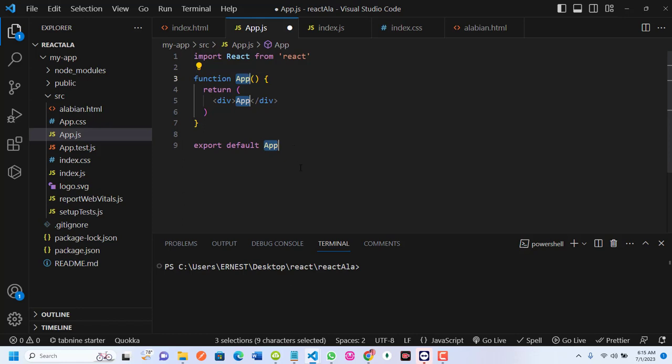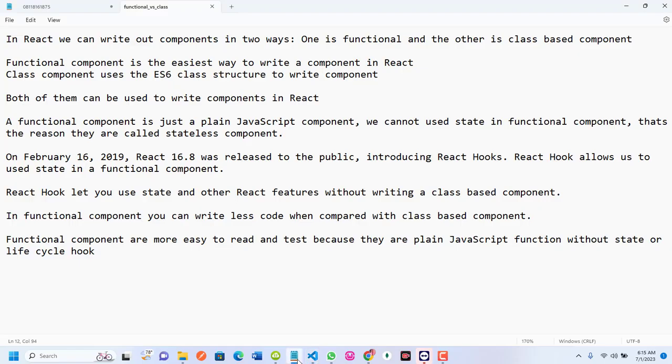When I say state, I mean values or variables. So a functional component by default is stateless, meaning it doesn't have a state, neither does it have a value. That's the reason they are called stateless components. You can see that for yourself. Because a functional component doesn't have a state, they are called stateless components.